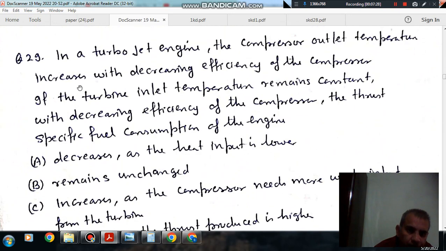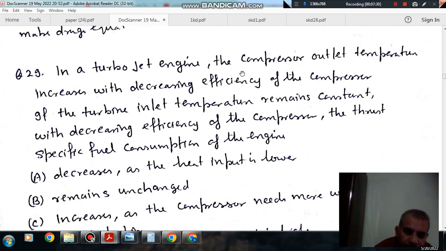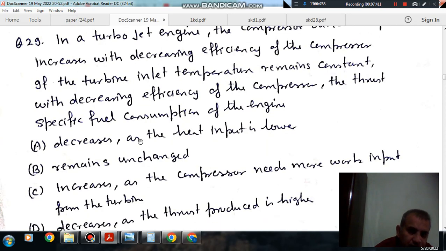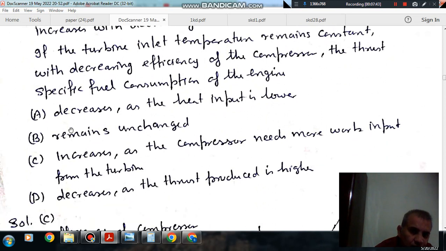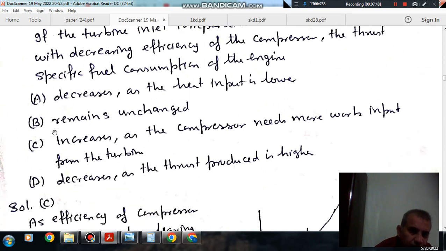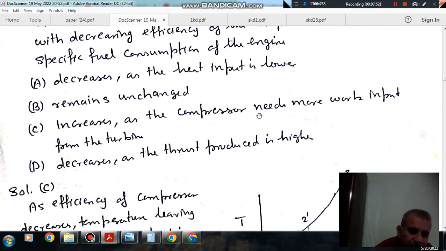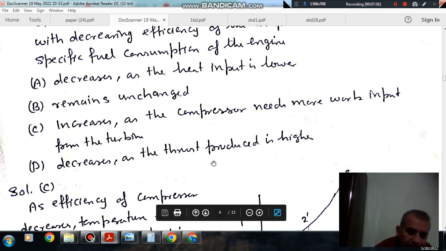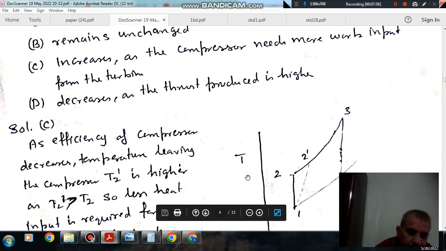Next, in a turbojet engine, the compressor outlet temperature increases with decreasing efficiency of the compressor. If the turbine inlet temperature remains constant with decreasing efficiency of compressor, the thrust specific fuel consumption of the engine: option A, decreases as the heat input is lower. Option B, remains unchanged. Option C, increases as the compressor needs more work input from the turbine. Option D, decreases as the thrust produced is higher.